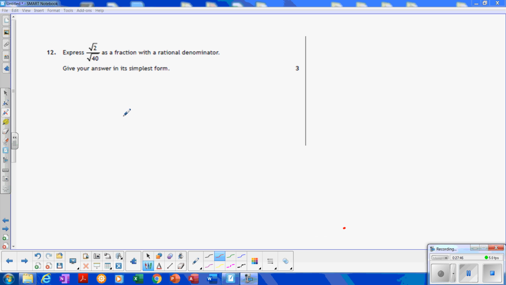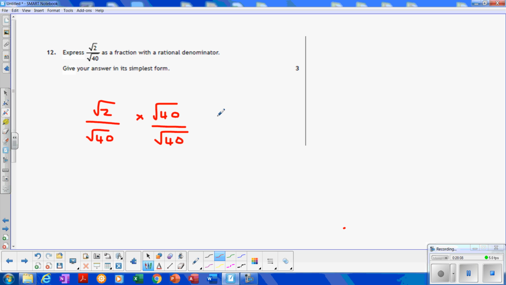Now I want to express root 2 divided by root 40 as a fraction with a rational denominator and give you an answer in its simplest form. So as soon as you have anything where you've got to rationalise the denominator, you're taking the root at the bottom and you're multiplying top and bottom by that root. Now, because you're multiplying top and bottom by that, it is effectively multiplying by 1, so it doesn't change the size, but it's putting it into the format that we want.